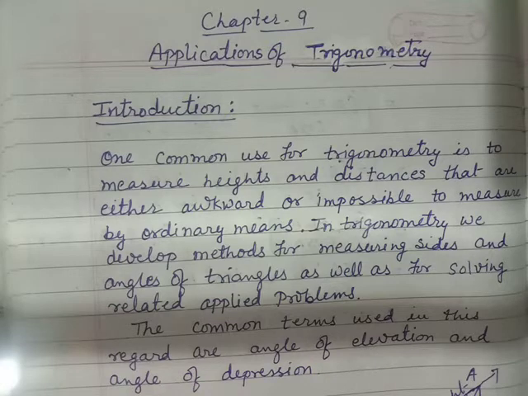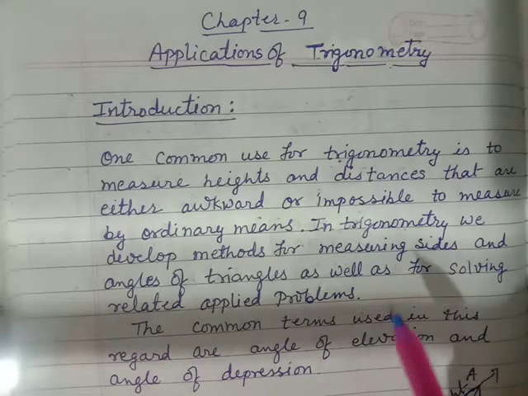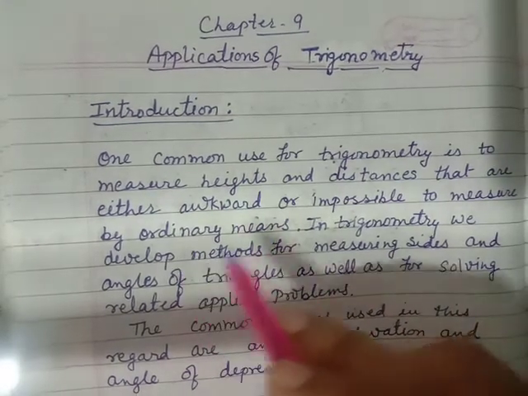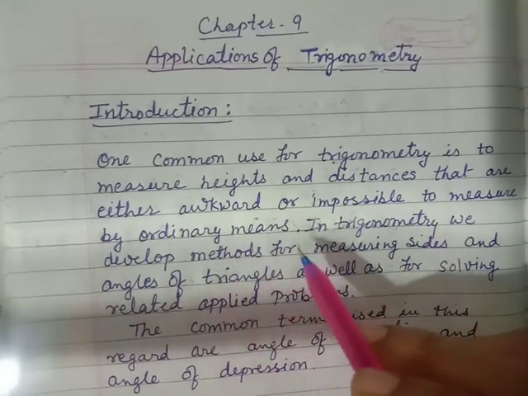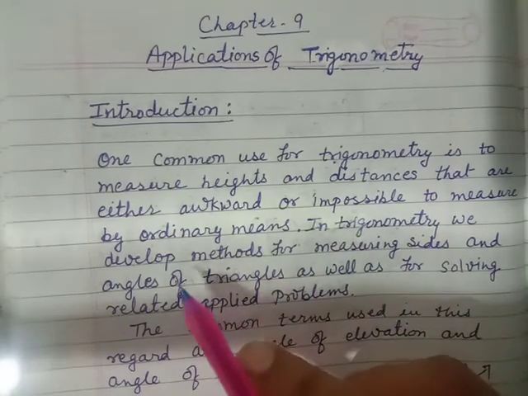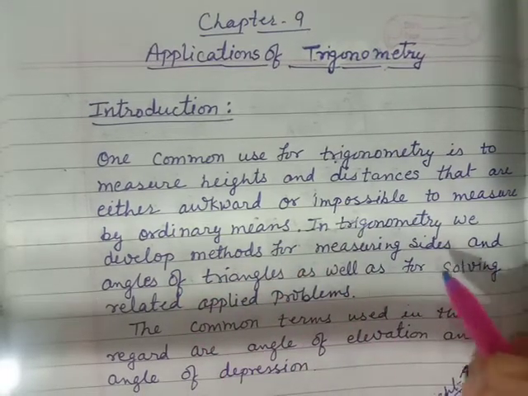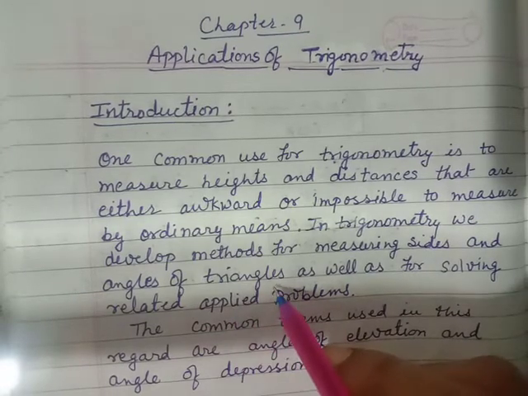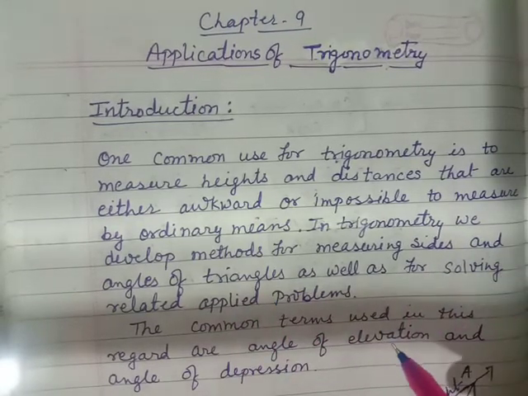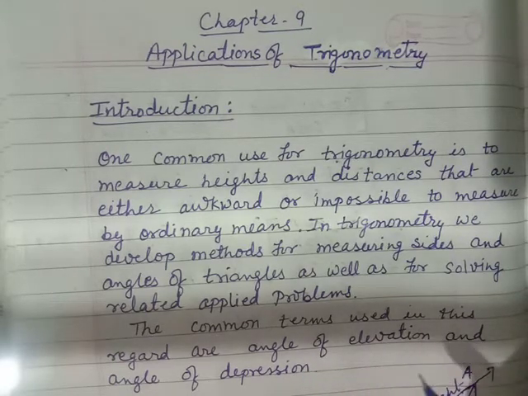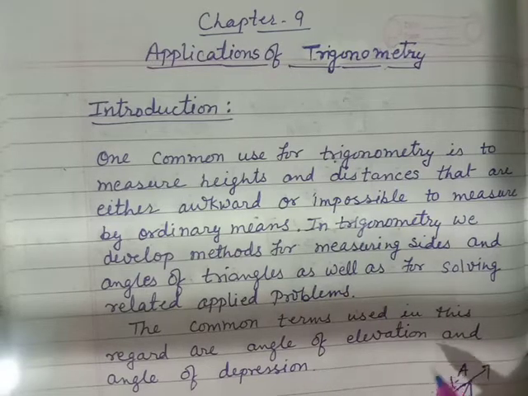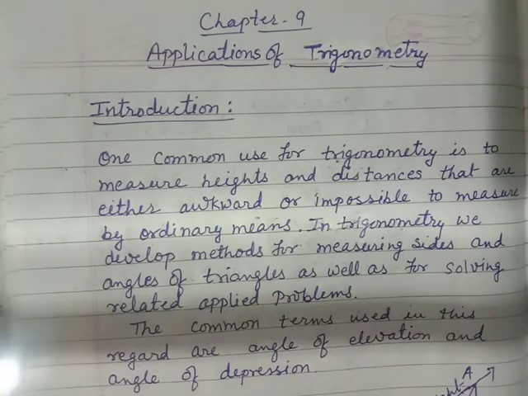Now you are familiar with trigonometry, you have done many questions. One common use for trigonometry is to measure heights and distance that are either awkward or impossible to measure by ordinary means. In trigonometry, we develop methods for measuring sides and angles of triangles as well as for solving related applied problems. The common terms used in this regard are angle of elevation and angle of depression.